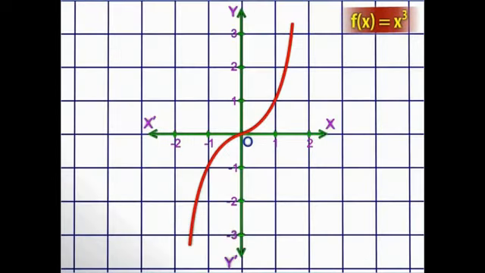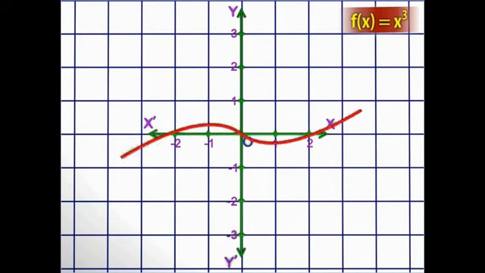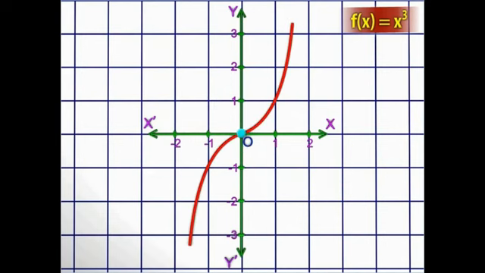Consider this function. It does not have a reflection symmetry about the y-axis. However, it has a rotational symmetry about the origin. When the graph is rotated about the point O, it looks the same twice in the full turn. We can also say that the graph remains the same after being rotated 180 degrees about the origin. Such functions are called odd functions.